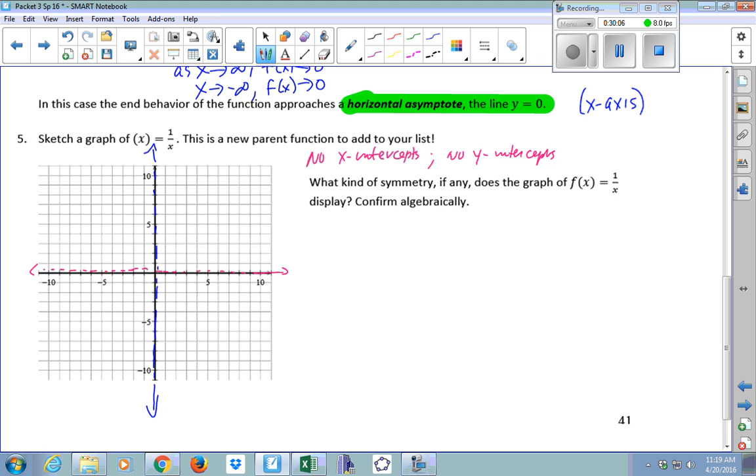So I say, okay, as I get really close to the y-axis from the right-hand side, I get really close to that vertical asymptote, and my end behavior gets really close to my x-axis.